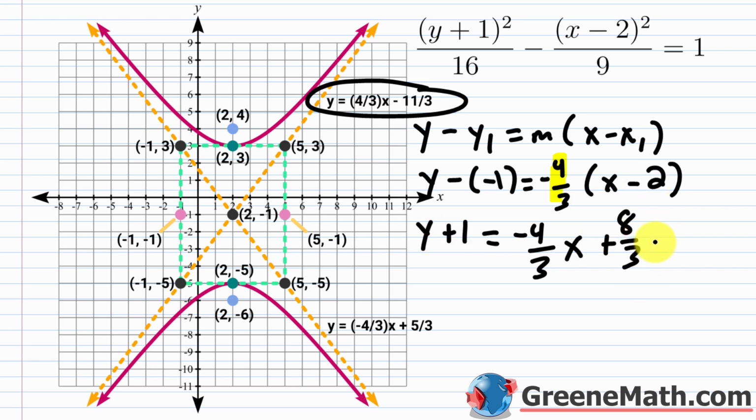And let's subtract 1 away from each side. So I'm going to go -1 over here and erase this from over here. And I'm going to write this as 3 thirds. And so you get y is equal to -4 thirds x. And then 8 thirds minus 3 thirds is 5 thirds. So plus 5 thirds. So that's where this guy is coming from right there. So y equals -4 thirds x plus 5 thirds.